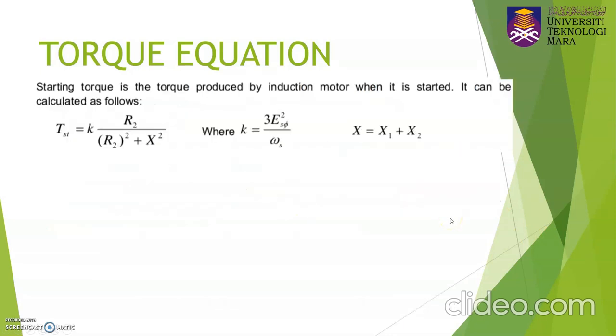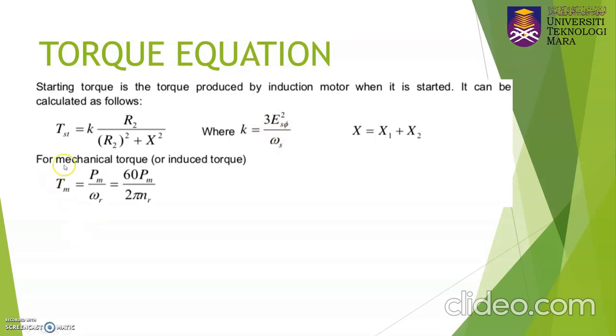First of all, the starting torque is the torque produced by the induction motor when it is started. Because we know that for the induction motor, it starts at the stator side, the formula of the starting torque involves the synchronous speed. So the formula for the starting torque is K multiplied with R2 divided by R2 squared plus X squared, where X represents X1 plus X2. How about K? K is equal to 3 multiplied with the phase voltage squared divided by omega S. Omega S is the angular speed of the synchronous speed at the stator side. Alright, okay.